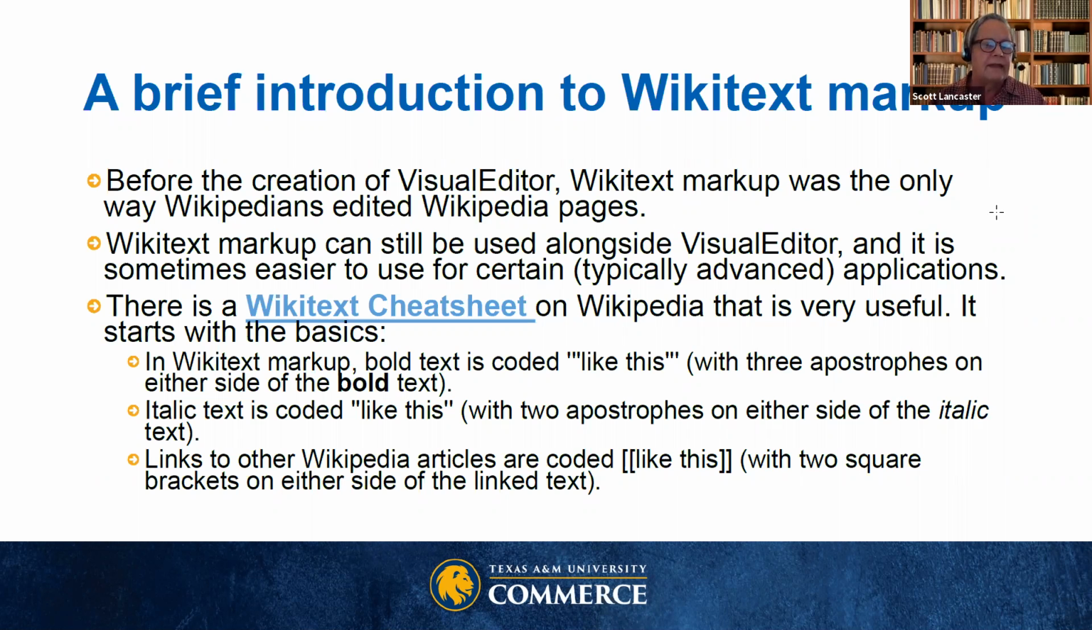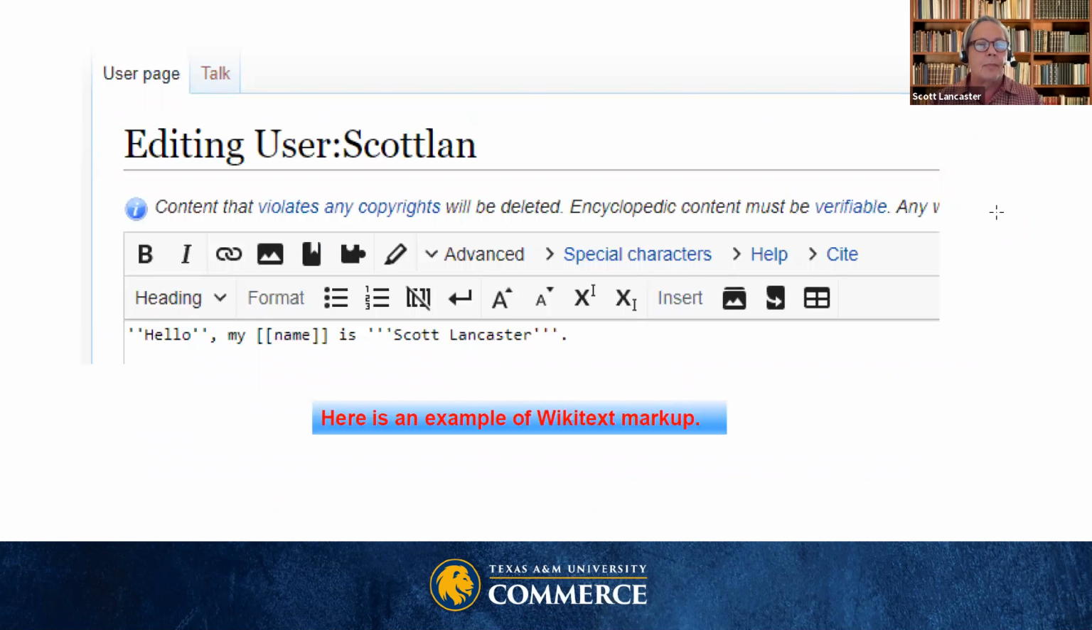So it does the same thing as the Visual Editor, but you have to remember, or you have to refer to a cheat sheet to determine what the keystrokes are you need to enter to do whatever it is that you want to do with the text that you've put in. And this is an example of what in Wikitext markup my text would look like, where I said, hello, my name is Scott Lancaster, with the italics, link, and the bold.